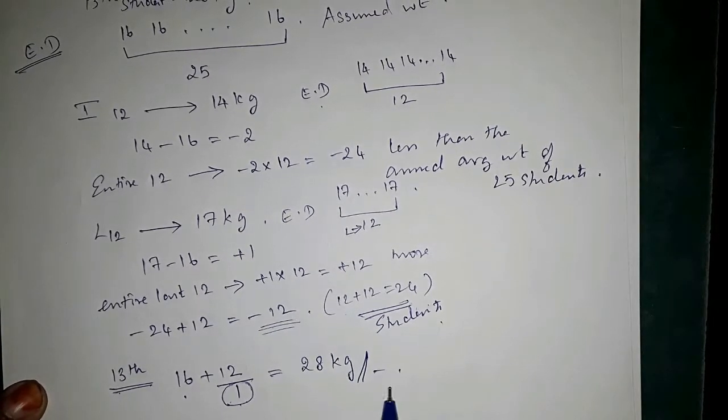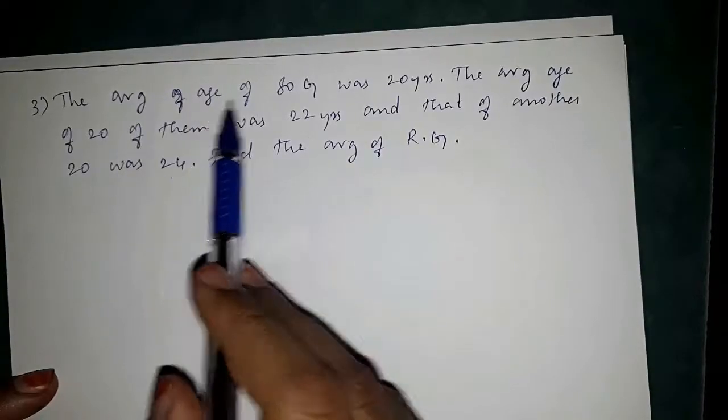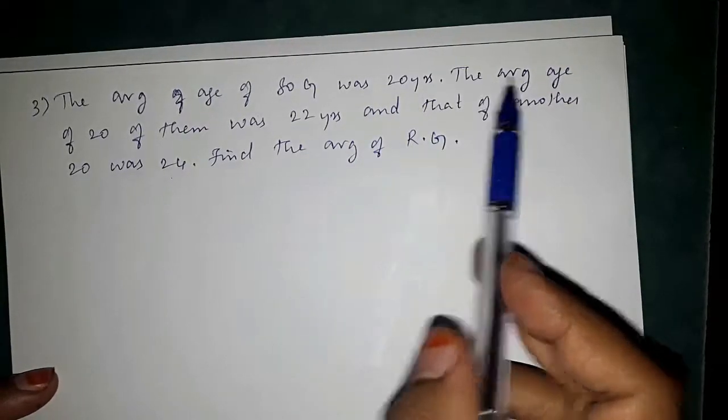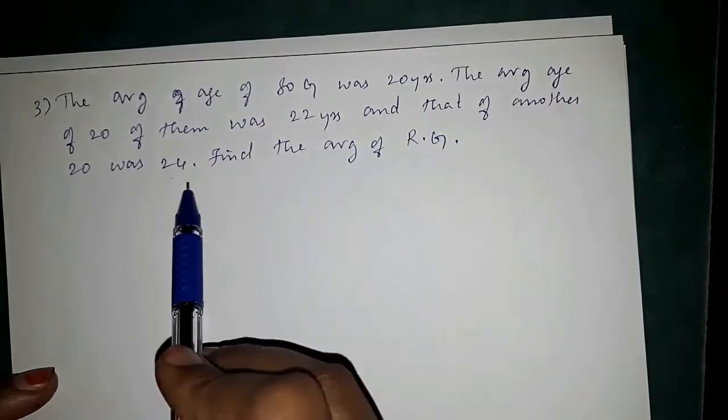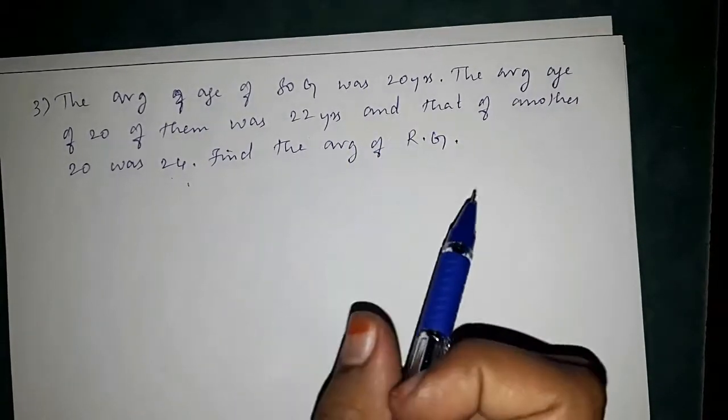The 13th student's weight is 28 kg. The average age of 80 girls was 20 years. The average age of 20 of them was 22 years, and that of another 20 was 24. Find the average of the remaining girls.